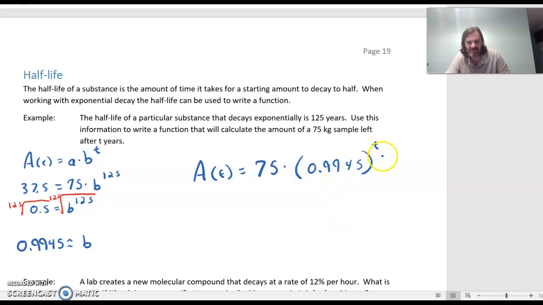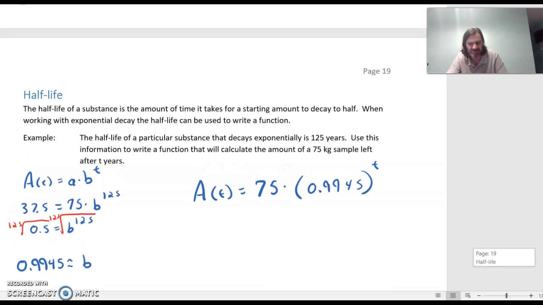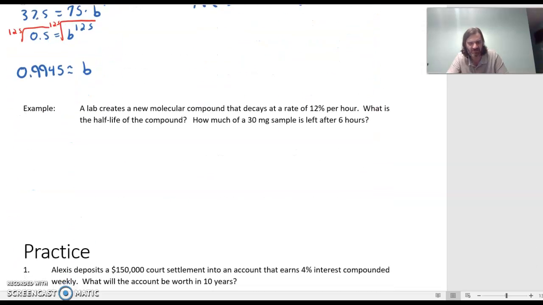Okay, so it didn't ask us to calculate any particular future value, but knowing the half-life can let us set up the function, and then we can actually figure out how much is left from any amount. So if I wanted to go 5 years, 500 years, I can now plug that in for t because I know how the actual substance decays. I have a rate for it. Okay, let's do another one.